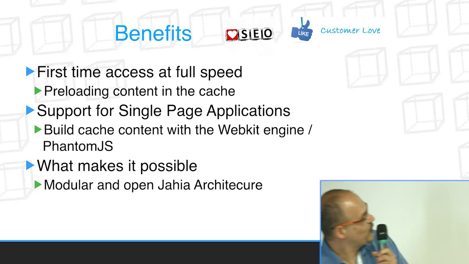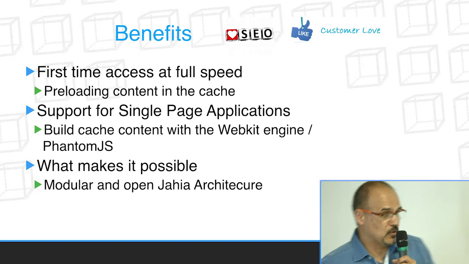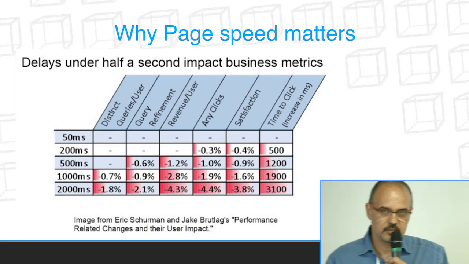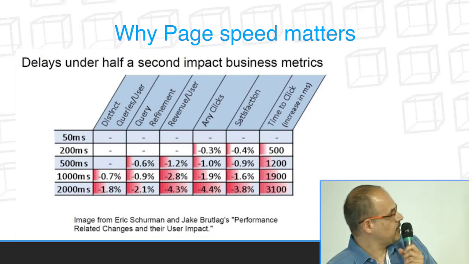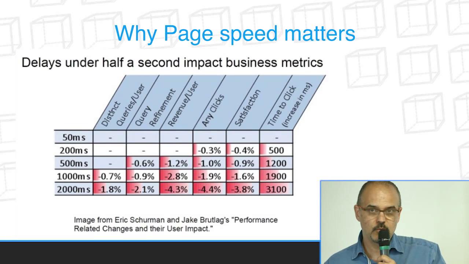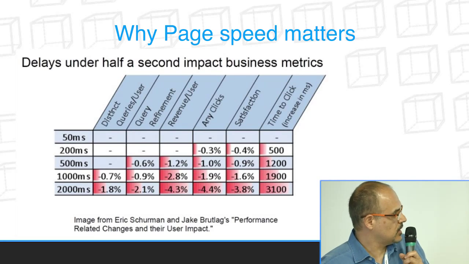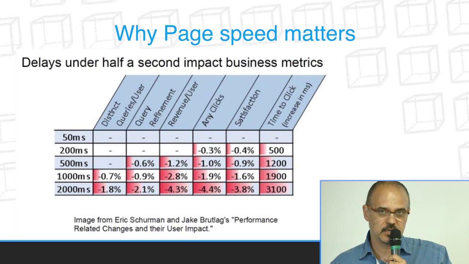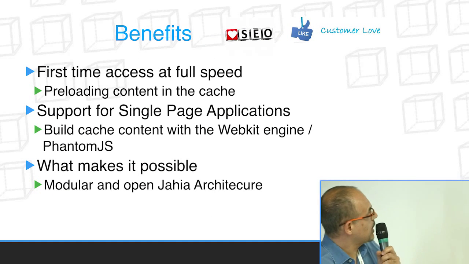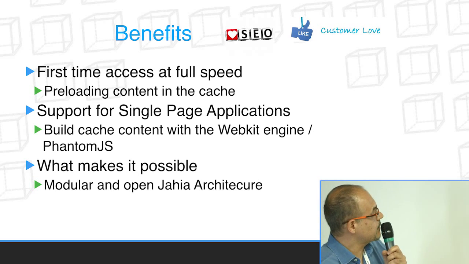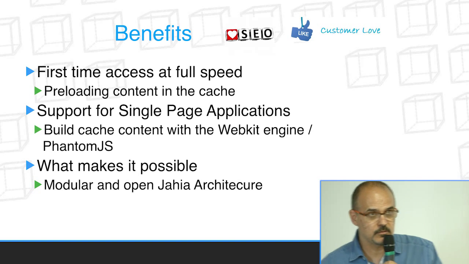Finally, we love SEO, and the customer loves it, because I just want to remind you, our objective is to be below 500 milliseconds. We were almost all the time below 500 milliseconds for any Jahia content accessed by the end user. And finally, preloading the content in the cache allowed first-time access at full speed for the SEO crawlers.